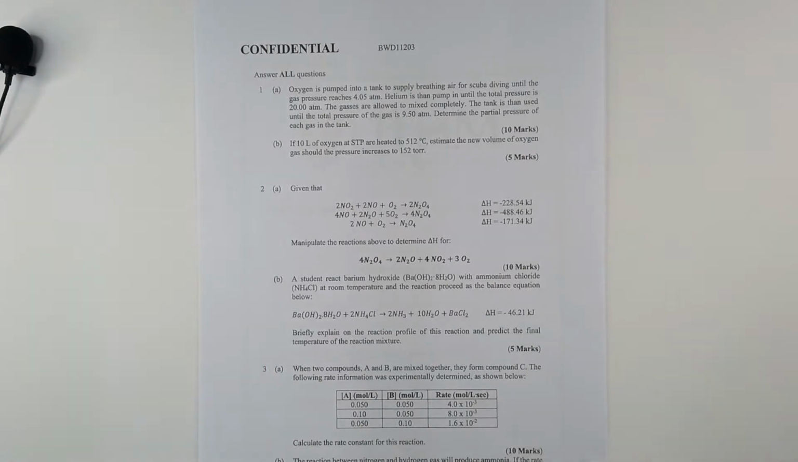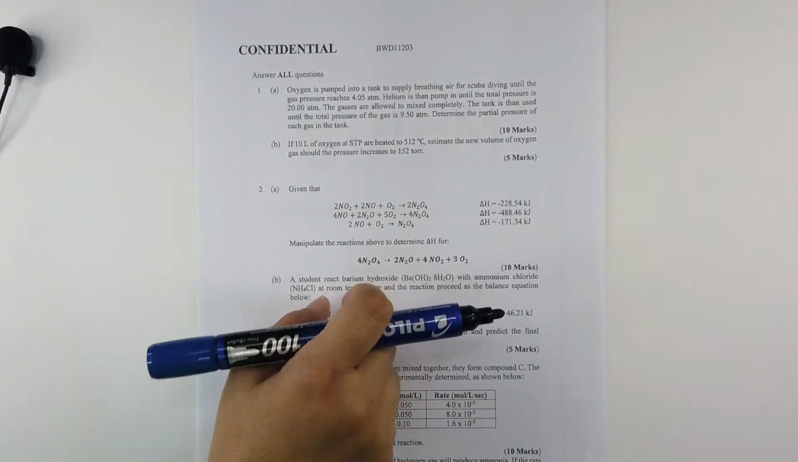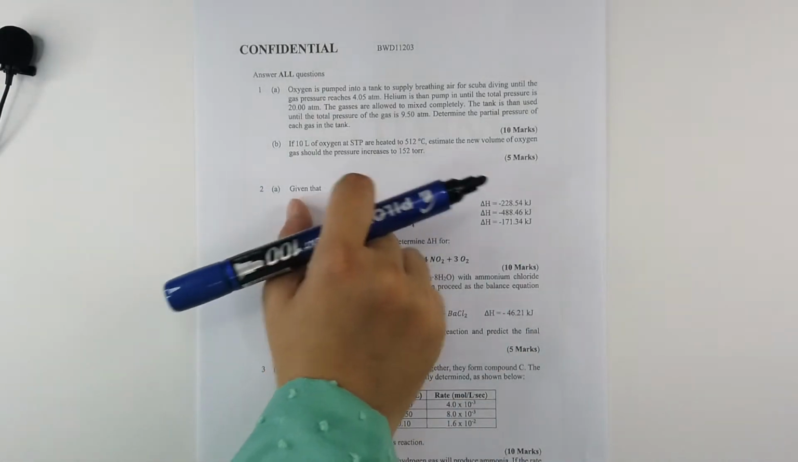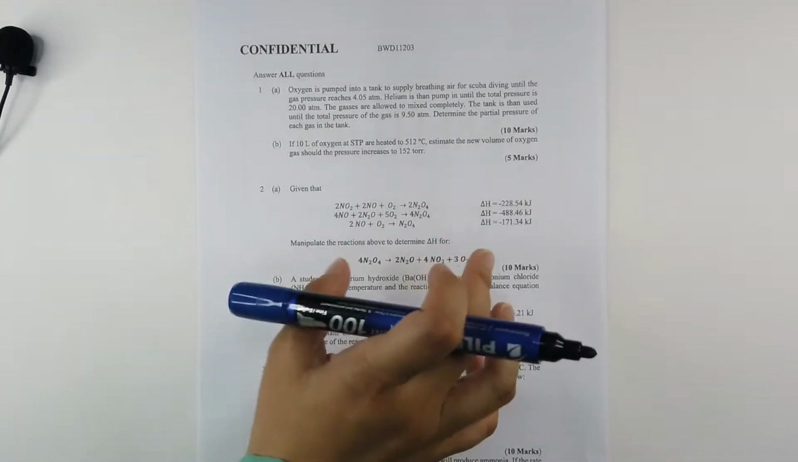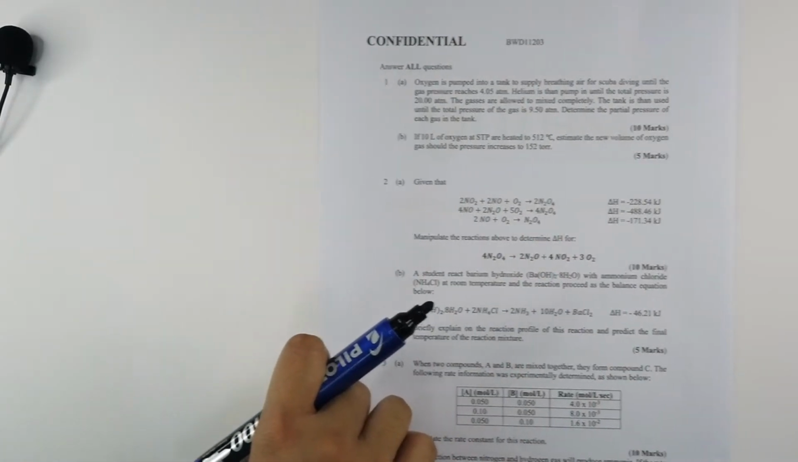Let's move on to question number 2. Given to you are these three equations and the target equation. You need to make sure that you know that this is Hess's law, and you need to use all of these equations so that you can get the target equation. So let's get started with the first one.